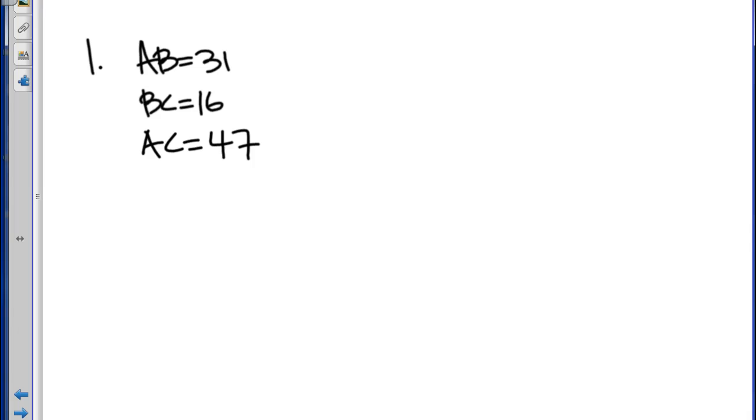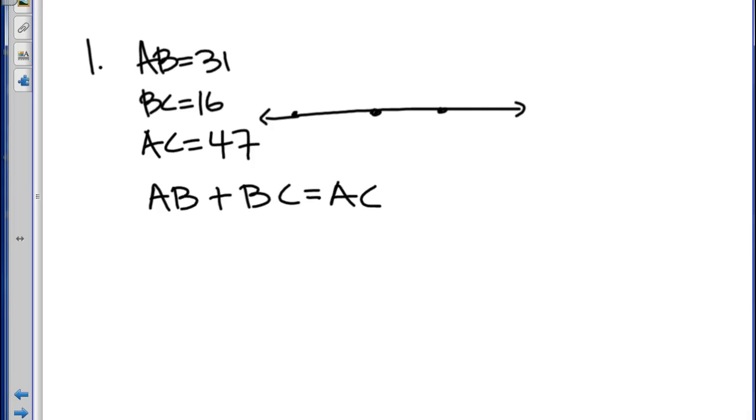It says determine which point is between the other two. All right, so we can look at the lengths and check this out. We can draw a picture and see what we think, whether it's ABC or BCA or CAB. We'll just see what we think is going on here. Or we can check the sum of AB plus BC. Is that equal to AC? That's another way to check it.